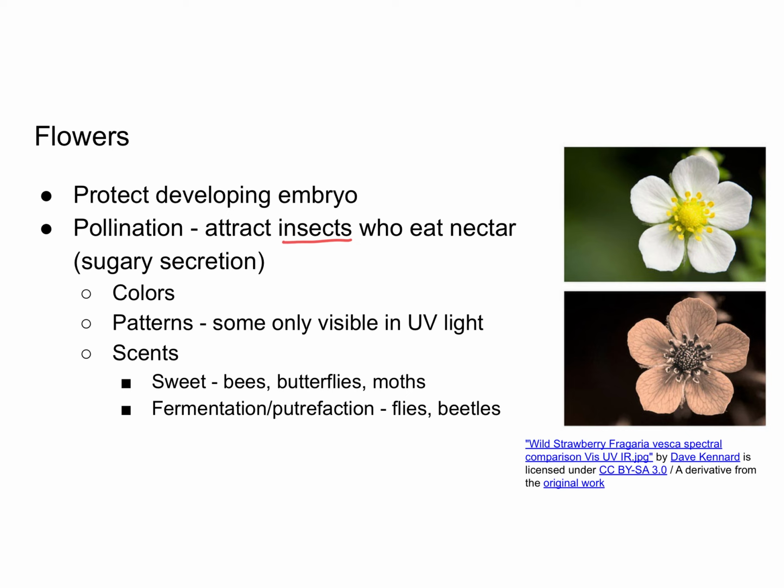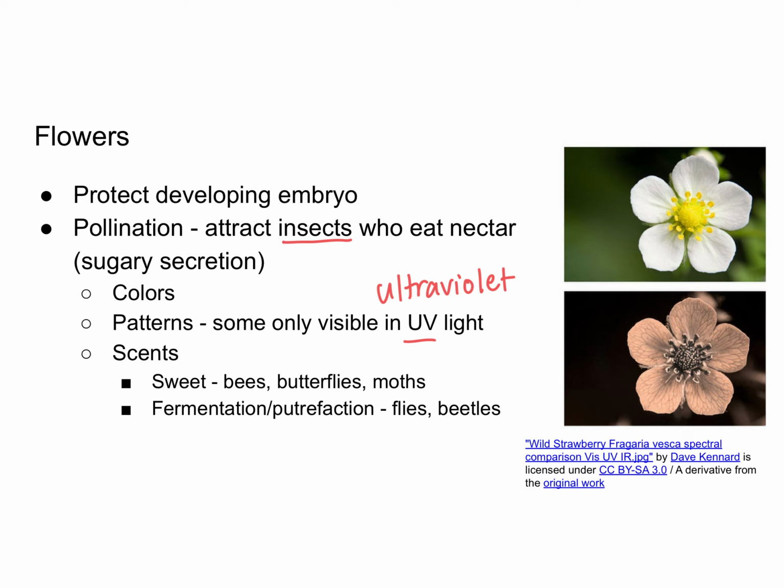So different flowers have different colors, and different insects are attracted to different colors. They also have some different patterns, and some of these patterns are only visible in UV light. So UV is ultraviolet. And humans cannot see in this wavelength of light. So we don't have the correct sensory receptors to be able to detect this range of radiation. But a lot of insects can.